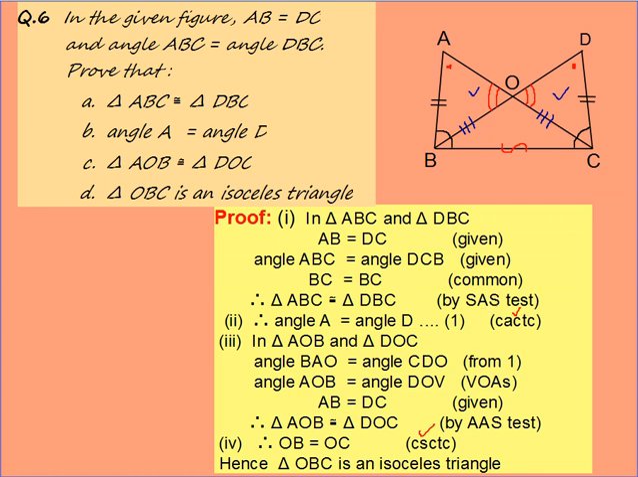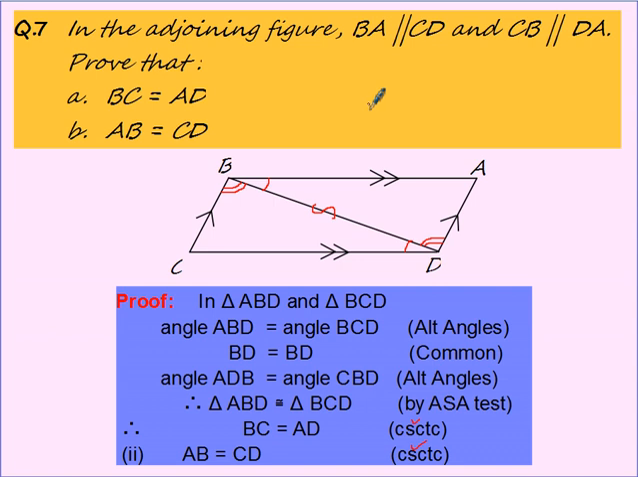Let us move further. In this diagram you can see easily it is a parallelogram, but they are saying in the adjoining figure BA is parallel to CD and CB is parallel to DA. They have not given parallelogram. When two pairs of opposite sides are parallel, it is always a parallelogram. So they could have said only parallelogram and then prove it. So they are indirectly asking you to prove that opposite sides of a parallelogram of this shape are equal.